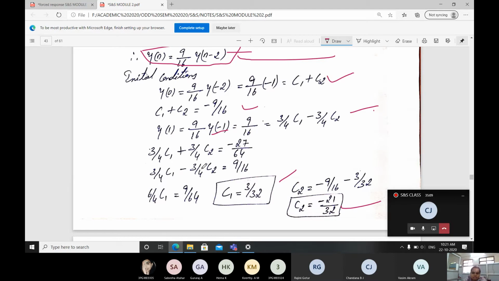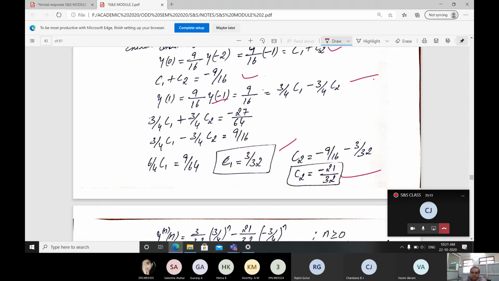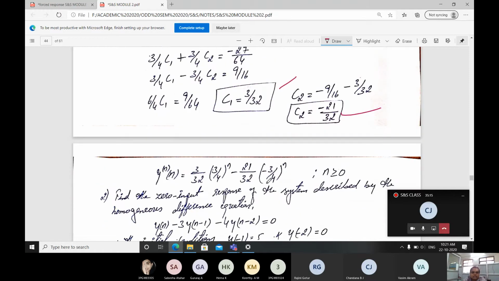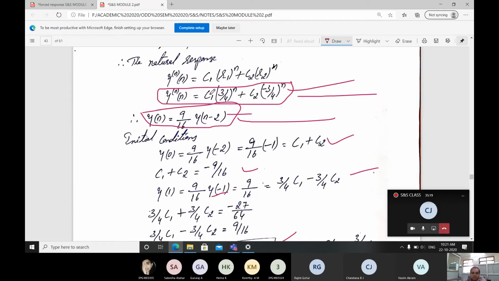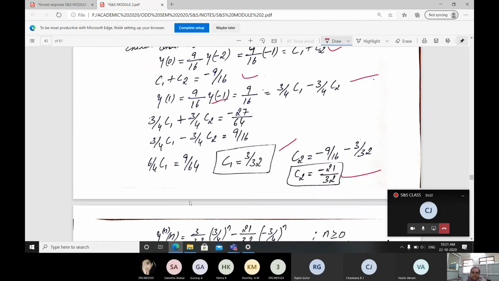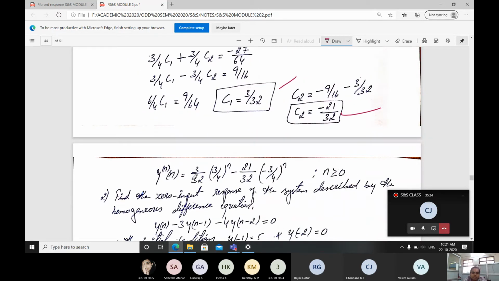What is C1 and C2? It's simple linear equations, right? You will be getting C1, C2. Then what you have to do? We have to substitute our C1, C2 in the natural response. Therefore, the natural response yn of n is equal to 3 divided by 32 into 3 by 4 power n minus 21 divided by 32 into minus 3 by 4 power n, where n is always greater than or equal to 0.